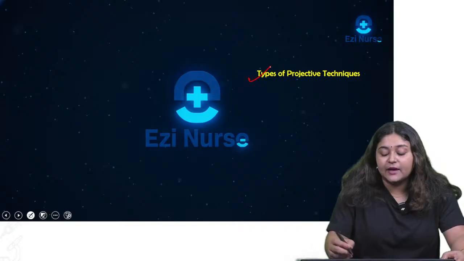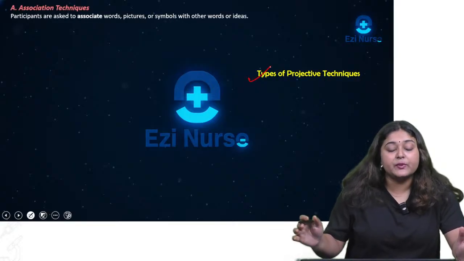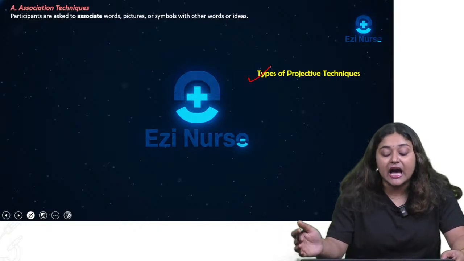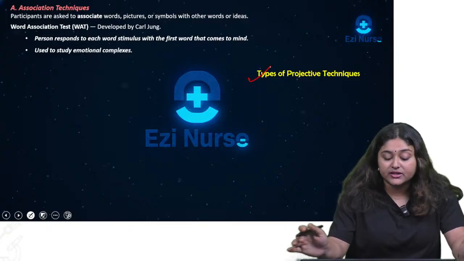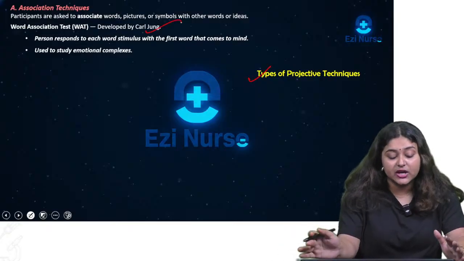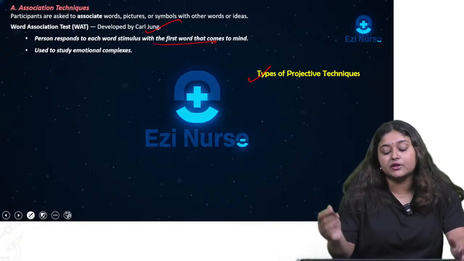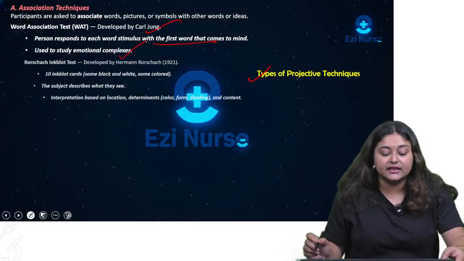So now come to the types of projective technique. First is the association technique. So what is this? Participants are asked to associate words, pictures or symbols with other words or ideas. Okay, so the word association test, or WAT, you can see, was developed by Carl Jung. So the person responds to each and every word stimulus with the first word that comes to mind. It is used to study emotions and complexes.